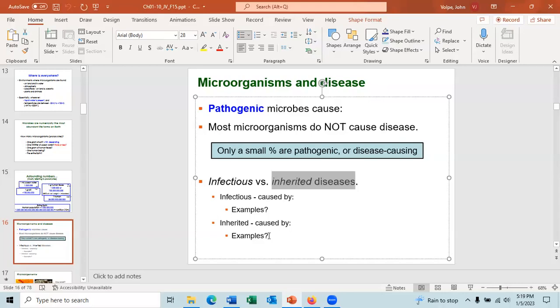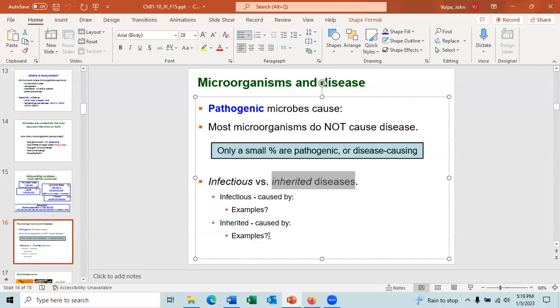Would HIV be one, because it can be passed to the fetus? Well, HIV is an infectious disease. You get it from the virus HIV. And so if you don't get the HIV virus, you will not get AIDS, for example. AIDS is the disease. HIV is the disease-causing organism, meaning the microbe.